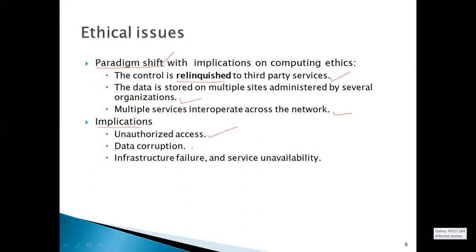Then data corruption might be there. Then infrastructure failure. So why does infrastructure failure take place? Sometimes a power failure may occur, some physical damage may occur. So that leads to infrastructure failure. And service unavailability. Sometimes the provider may not be available to provide the services to the consumer. So these are some of the issues, or we can say the implications.